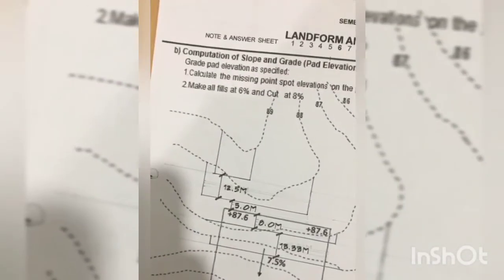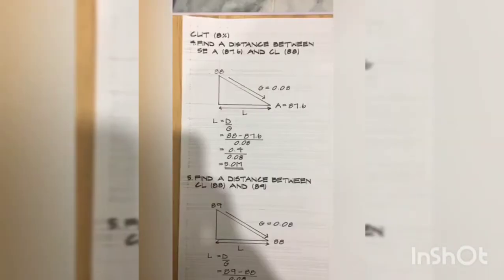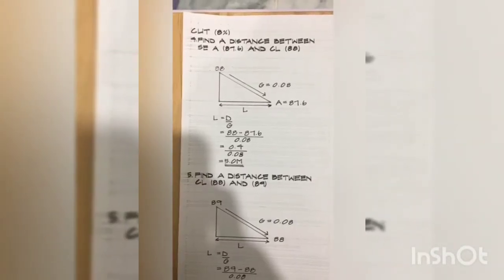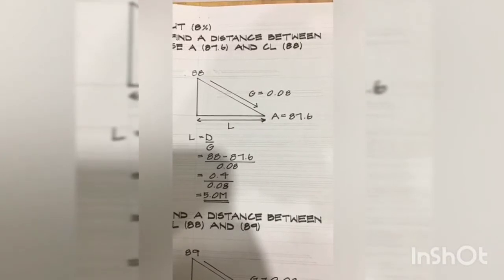Next question is make all the fields at 6% and cut at 8%. First of all, I will explain how to calculate the cut, which is 8%. The first step is we have to find a distance between spot elevation A, which is 87.6, and the nearest contour line, which is 88. To start the calculation, we have to draw a triangle which contains the information to find the distance.